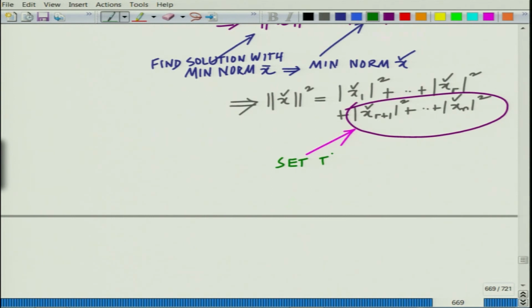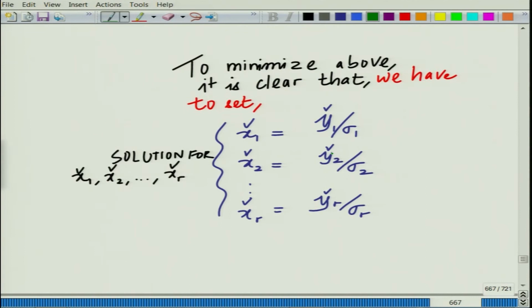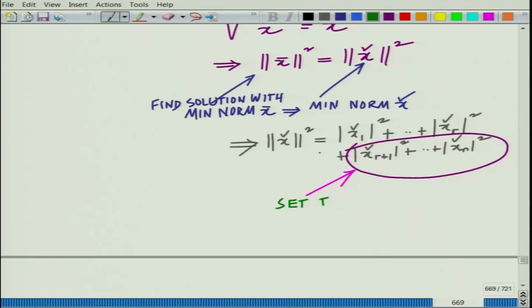Now, if you look at x check 1, x check 2, x check r, these are fixed, right? These we cannot change, because remember x check 1, x check 2, x check r will be given by y check 1 by sigma 1, y check 2 by sigma 2, and so on, y check r by sigma r. So, these are fixed. The variable ones, the arbitrary ones, we set to 0 to minimize the norm. So, that is the point. These are fixed.